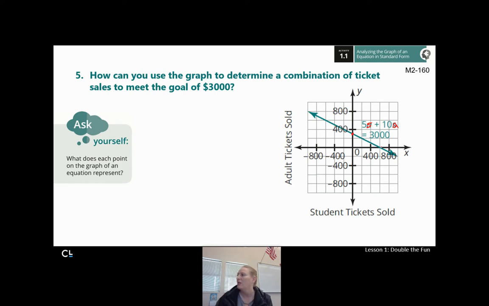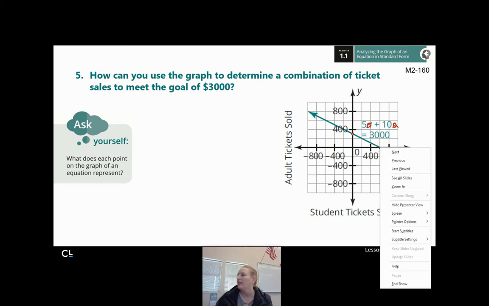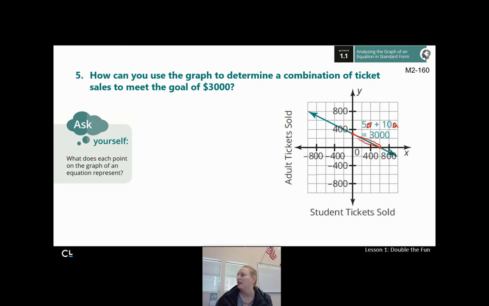So remember what we said with our domain and range? That really, we're only looking at this chunk, right? This is all we're actually looking at. So really, this means that any point on that line should give us the right combination of ticket sales. Now, I will warn you. Remember that we also said they had to be whole numbers.